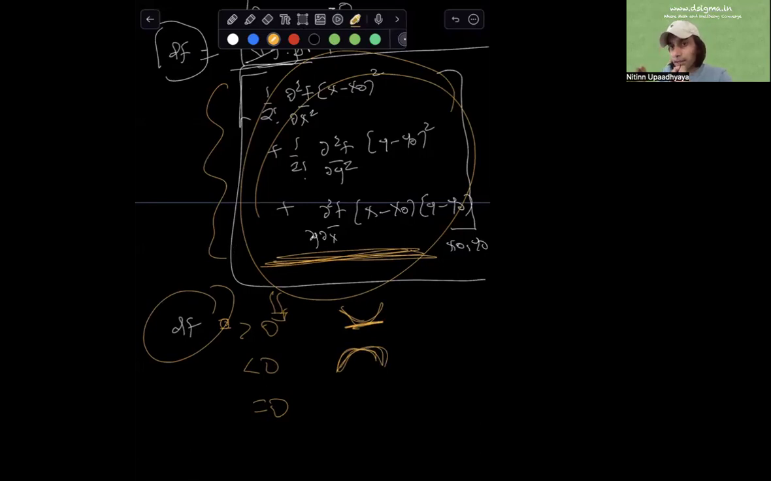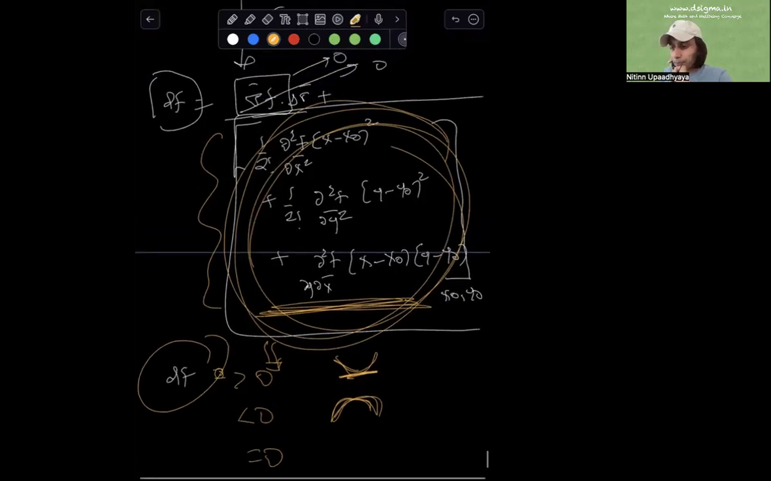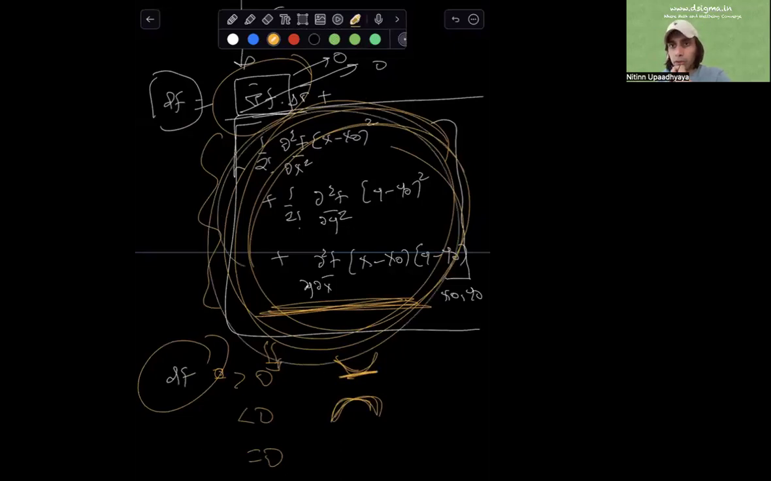So in the next part of the video, let's try and figure out how I can do something with this expression to really point out the nature of the stationary point, which is the nature of the behavior of the function around a stationary point. A stationary point by definition is when the gradient of the function is zero, and the nature of that stationary point will be given by this quadratic approximation to the function.